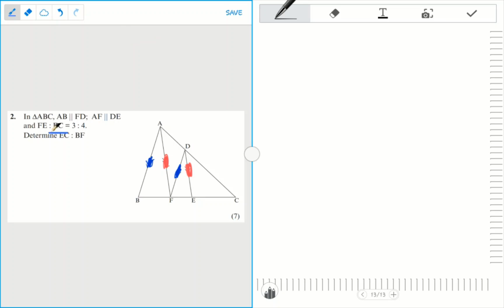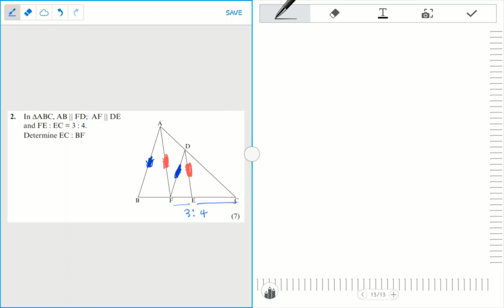And then they're saying FE is to EC, which is 3 is to 4, meaning the ratio is 3 is to 4. Then determine E and F.